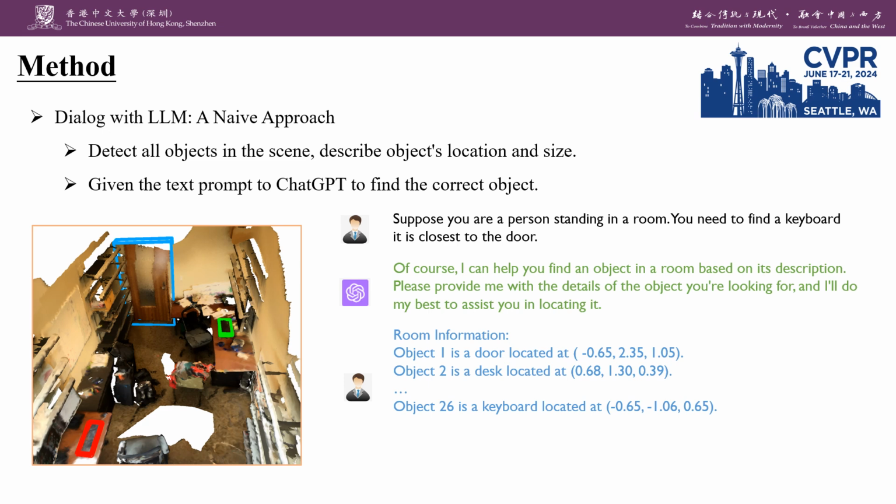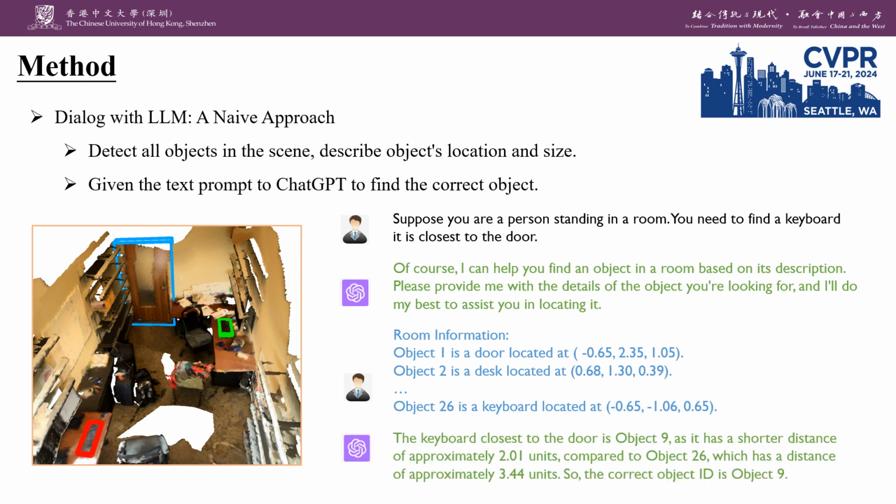The dialogue-based method will start by describing the location and size of all objects in the scene to the LLM. The LLM is then prompted to distinguish the object of interest through an interactive dialogue. For instance, when the LLM gets object information, it can extract the potential objects relevant to the prompt, that is, the keyboards and the anchor door, and successfully identify the target keyboard by computing their distances with the door.